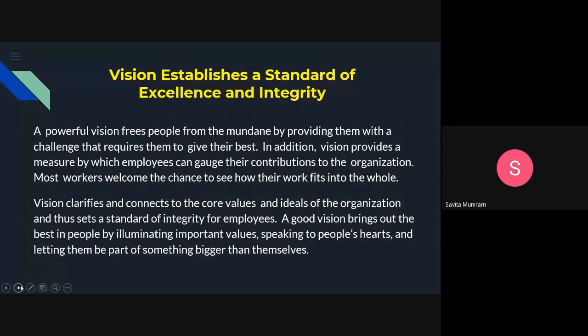Vision exhibits a standard of excellence and integrity. A powerful vision frees people from the mundane by providing them with a challenge that requires them to give their best. In addition, vision provides a measure by which employees can gauge their contribution to the organization. Most workers welcome the chance to see how their work fits into the whole. Vision, clarity, and content connect to the core values and ideals of the organization and thus set a standard of integrity for employees. A good vision brings out the best in people by illustrating important values, speaking to people's heart, and letting them be part of something bigger than themselves.